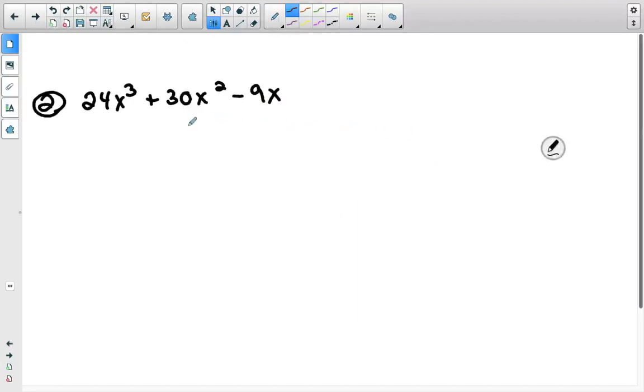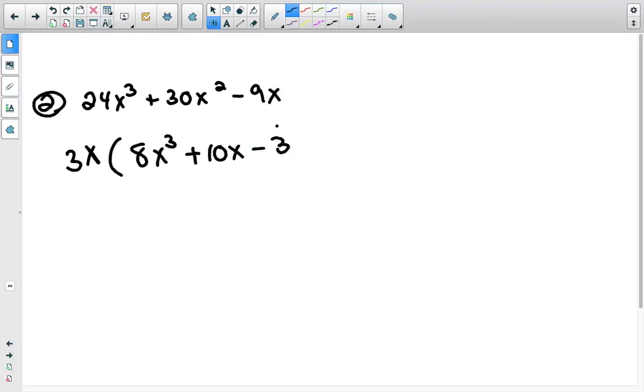Okay, first thing I do is find a GCF. Looks like my GCF will have an x attached to it. And I'm thinking of 3. I'm thinking 3x is going to be my GCF. So I'm going to get an 8x cubed, a positive 10x, minus 3. Going to list the factors of 3, 1 and 3. List the factors of 8, 1 and 8, 2 and 4.